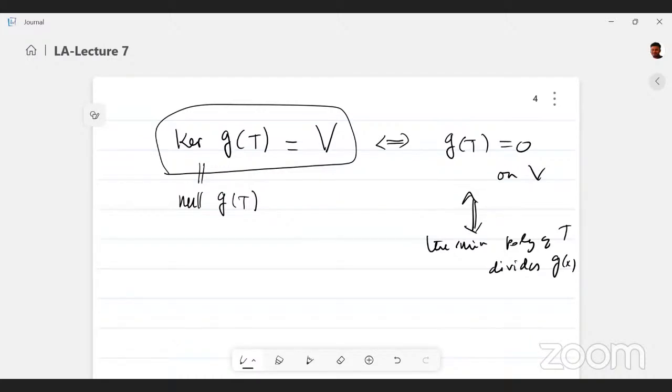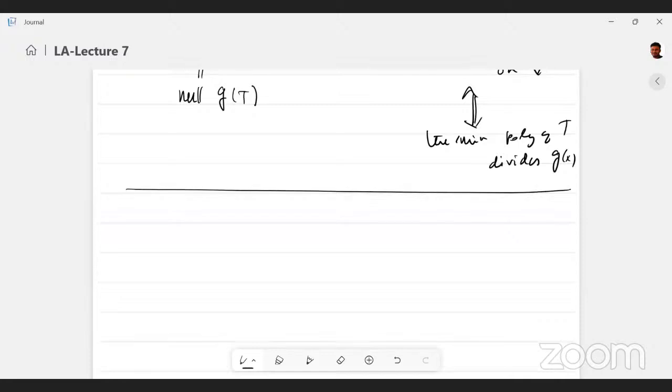But my question is just, can you prove that for any given operator T, there exists some polynomial such that this polynomial kills T? Okay, so let's look at it closely.